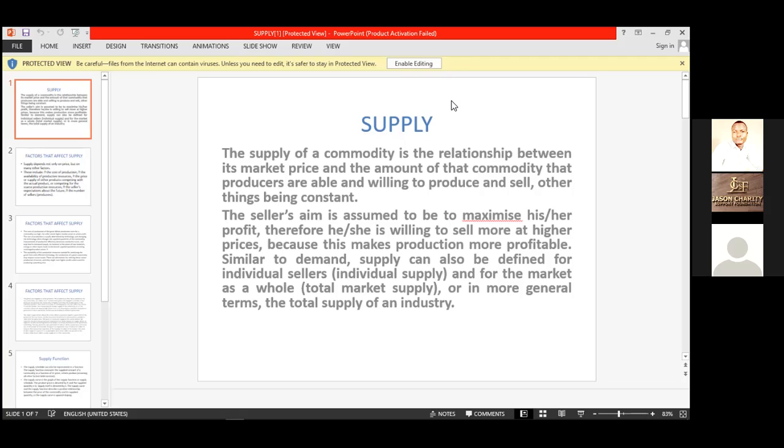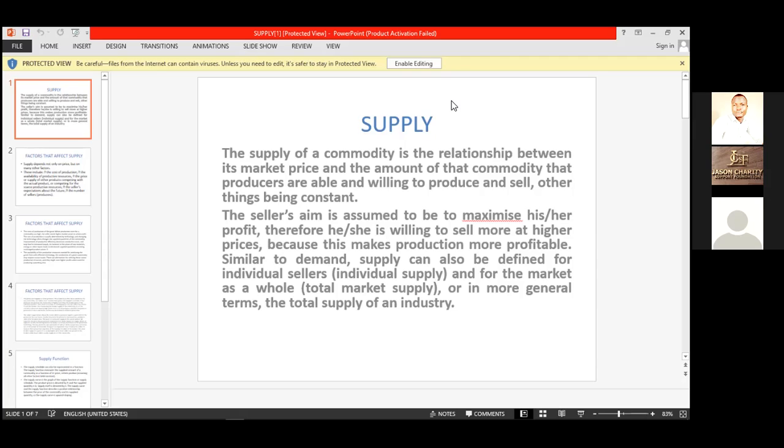That's the market supply. Whenever you see market supply or market demand, it's talking about the totality of it. But if we see individual supply or individual sellers, it's talking about individual sellers. That means Mr. A, not the combination of A, B, C, and D. That is individual supply, which is equivalent to individual sellers.